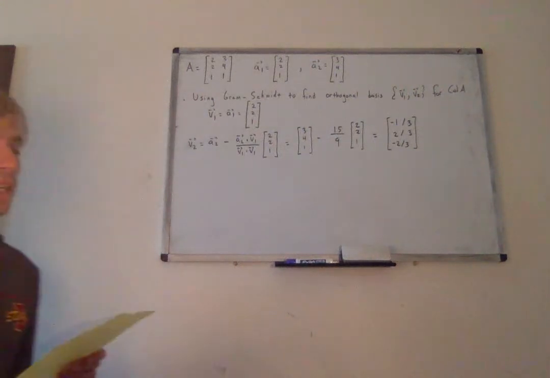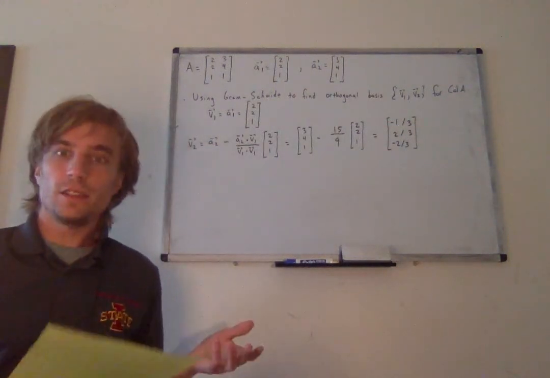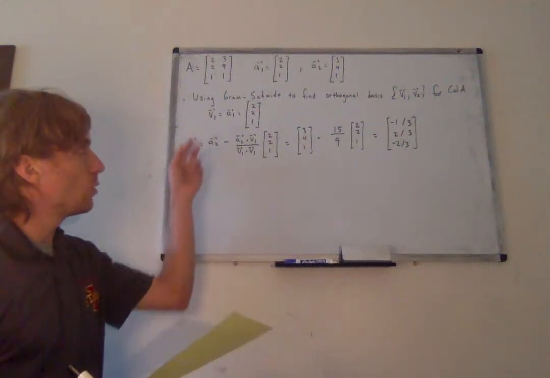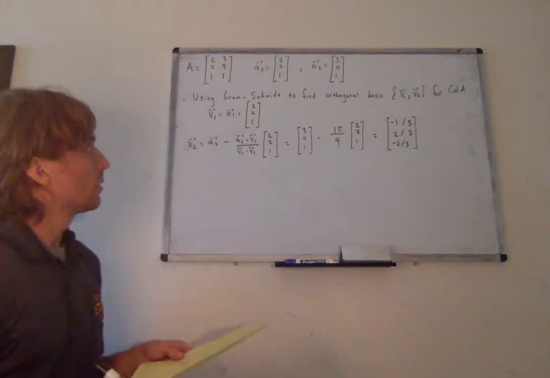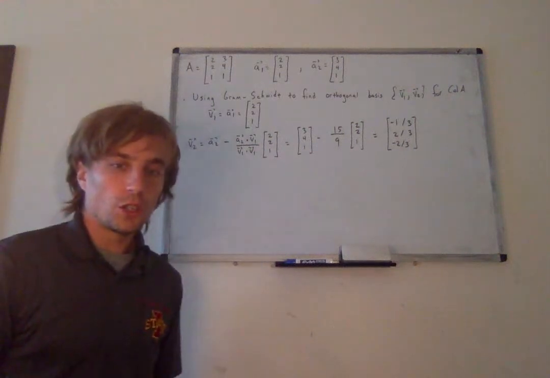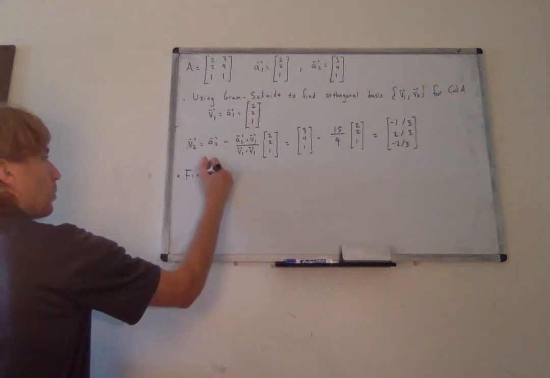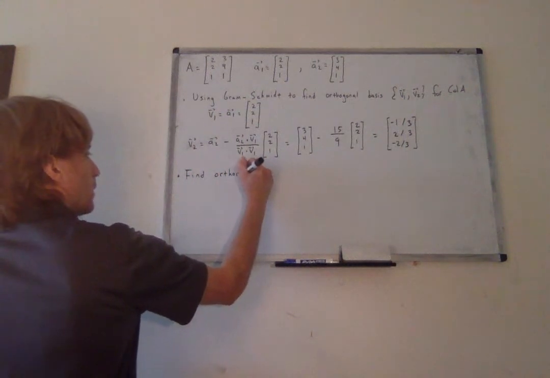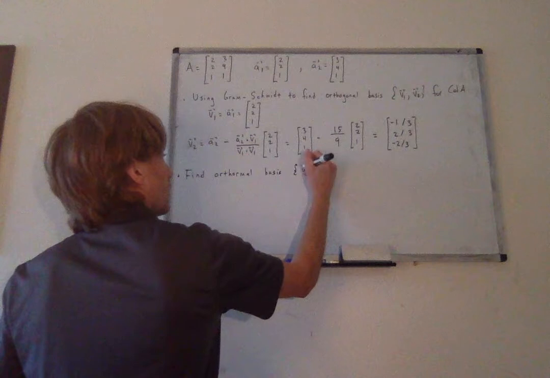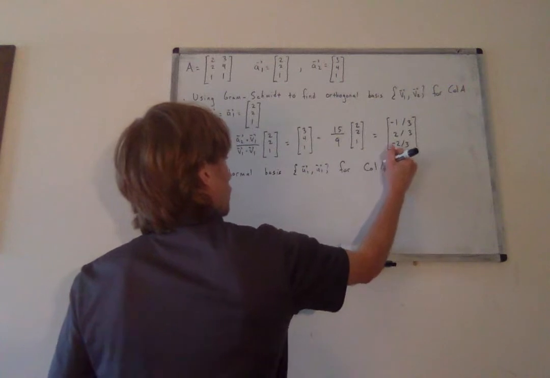All right, so the next thing to do in finding a QR factorization for A is to normalize this orthogonal basis, V1, V2. So right off the bat, now we want to find an orthonormal basis for the column space of A. And this is a little easier because we just have to normalize the two vectors v1 and v2.